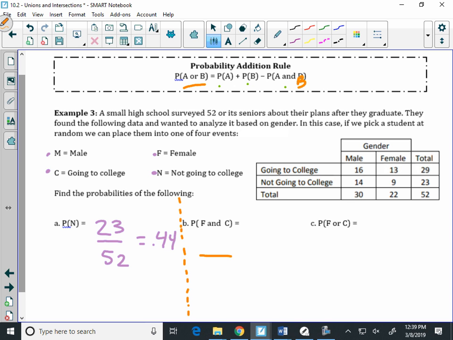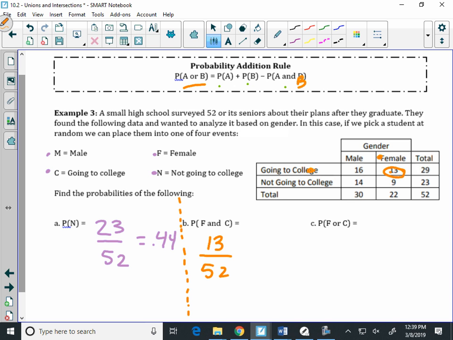52 people there were. So we have to figure out of those 52 people, how many are both female and going to college? How you can figure this out in your table, you just go to where those two categories intersect. So you put your one finger on female, one finger on going to college, go to where they meet. And they meet at what amount? 13. So 13 out of the 52 are both female and going to college.